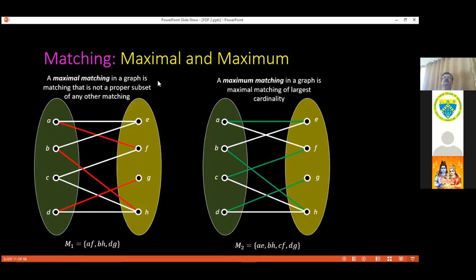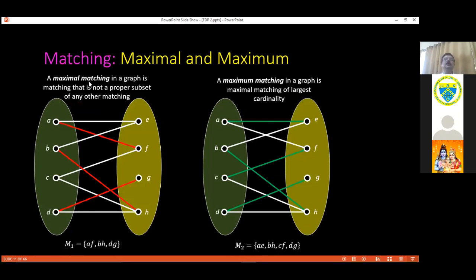Now, there are different types of matchings. One is maximal matching and another is maximum matching. A maximal matching in a graph is a matching that is not a proper subset of any other matching. For example, let us take this matching. I'll take the edge AF. Next, the edge BH. Then the edge DG. This contains 3 edges.